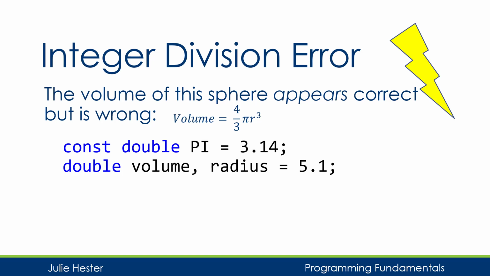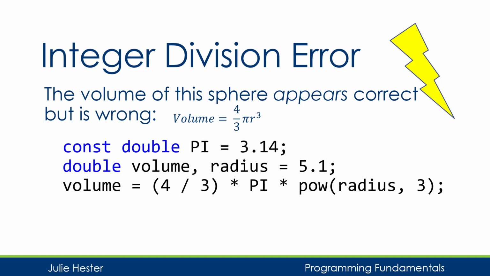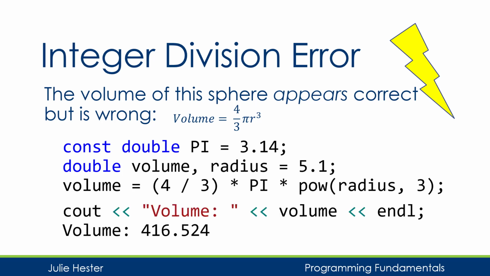I have a named constant of pi equivalent to 3.14. And then I have a double for my volume and my radius. All of that looks great. My radius is 5.1. I want to know the volume of that sphere. So I'm going to build the formula, and it's 4/3, or 4 divided by 3, times pi times radius cubed. Here I'm using the pow function to cube radius. I'll do the calculation, and then I'm going to see that the volume of the sphere is 416.524 units.